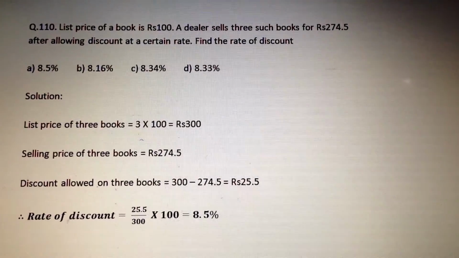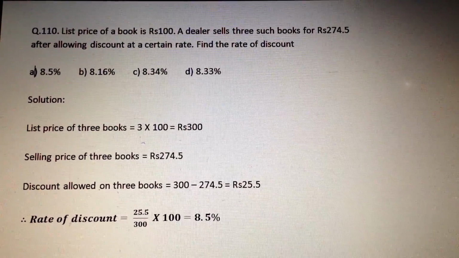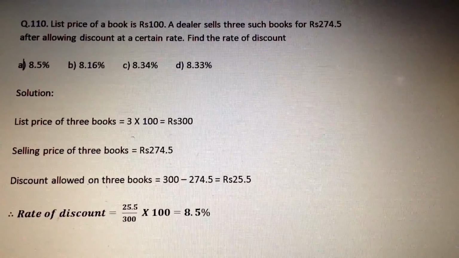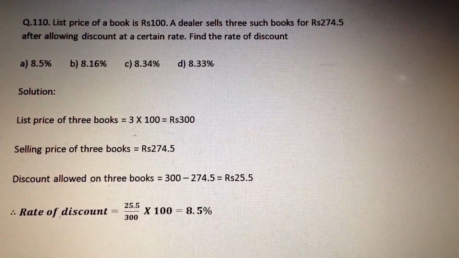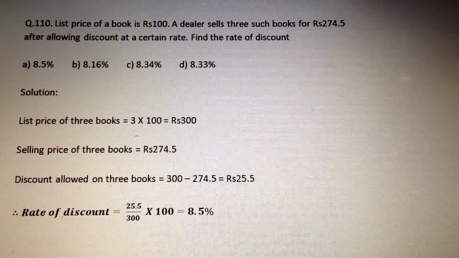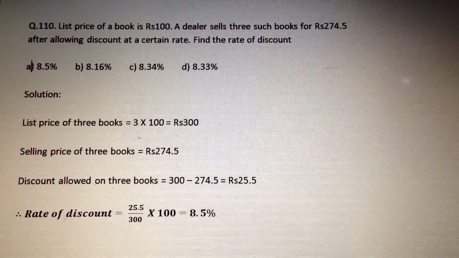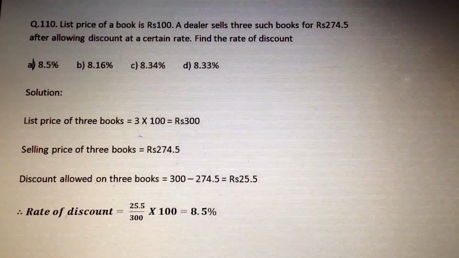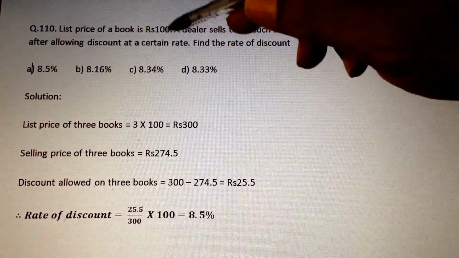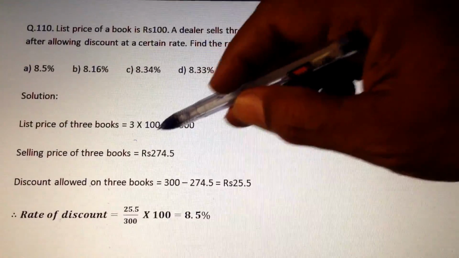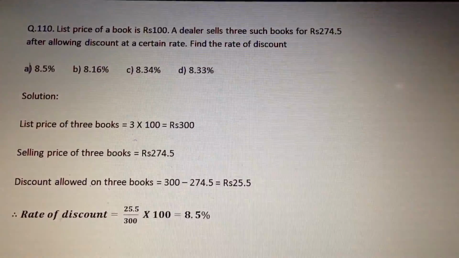Next question. List price of a book is rupees 100. A dealer sells 3 such books for rupees 274.50 after allowing discount at a certain rate. Find the rate of discount. This is a very simple question. The list price of each book is given as 100 rupees. Therefore, list price of 3 books is equal to 3 into 100, which is equal to 300 rupees.